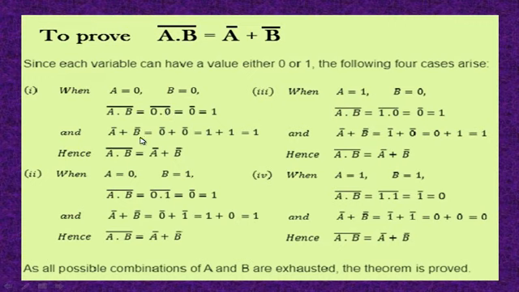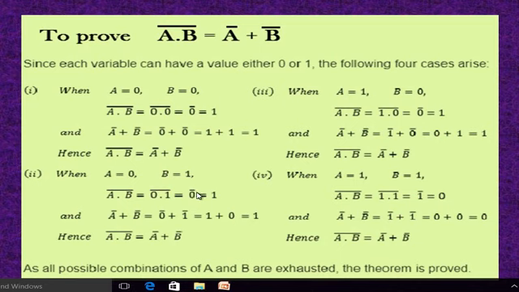In the same way, when A is equal to 0, B is equal to 1, case 2, LHS is (A dot B) complement, that is complement of 0 dot 1. Now 0 dot 1 is 0, and complement of 0 will be 1. This is LHS. What about RHS? A complement plus B complement means 0 complement plus 1 complement. Complement of 0 will be 1, complement of 1 will be 0, 1 plus 0 is equal to 1. This is LHS, this is RHS. In this way, De Morgan's second theorem is proved for case 2.